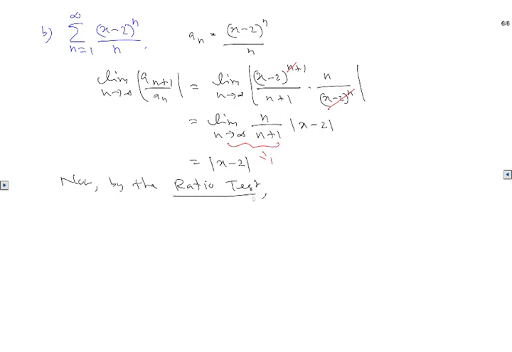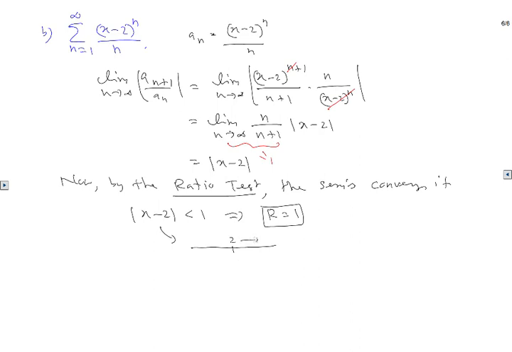But that's the limit, and now by the ratio test, we know that if this limit is less than 1, it's going to converge. So by the ratio test, the series converges if this limit, meaning the absolute value of x minus 2, is less than 1. So this implies that the radius of convergence is 1. See the 1 here. And then this is also going to give us an interval. What's the interval? You have to go 1 away from 2. So we have 2 here, so you need to go 1 away from that, in both directions. So that means it's going to be 1 and 3.